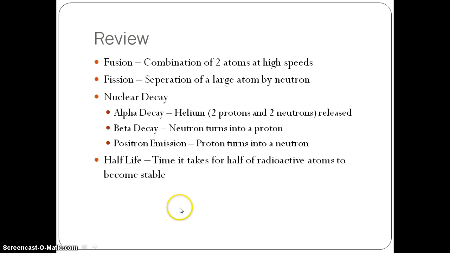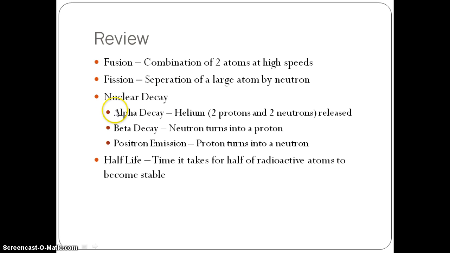Now review. So you should have learned fusion, fission, the nuclear decays, and finally half-life. Now, fusion is the combination of two atoms at high speeds. Fission is the separation of a large atom by a neutron hitting into the large atom.